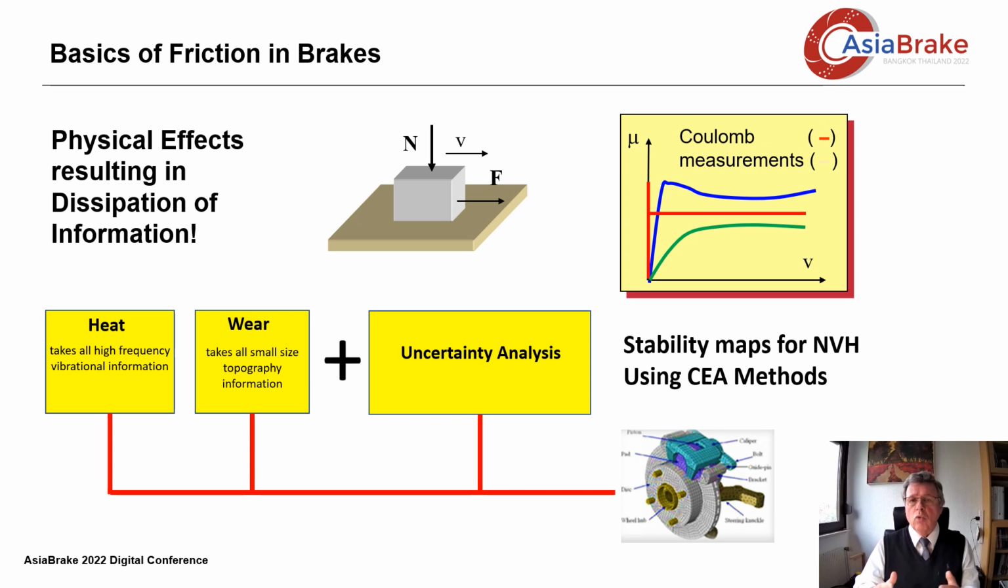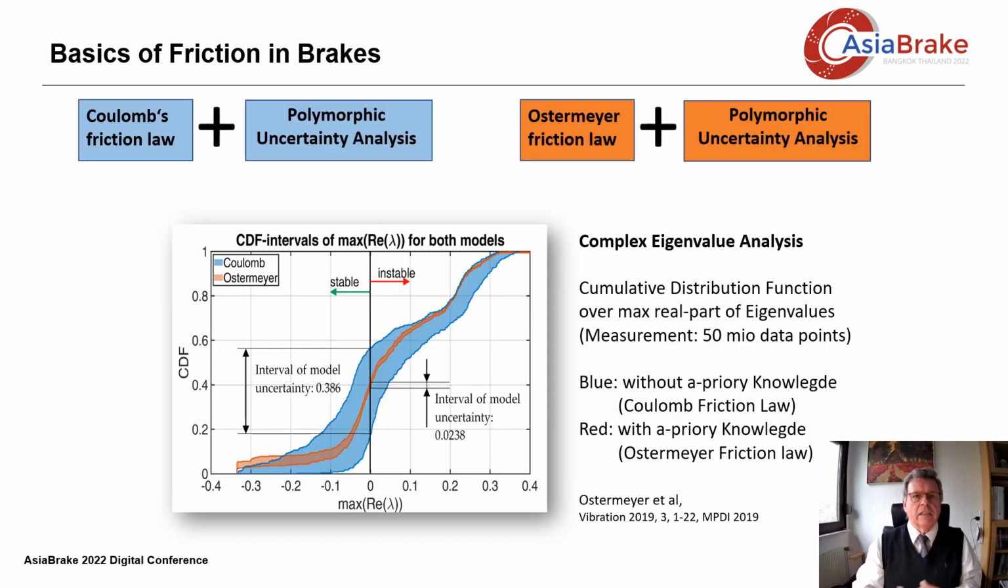And we use Coulomb's law on one hand and the balanced friction law I've just shown on the other slide just to describe this process. You can see the result here. For details, please see my paper from 2019. You see the cumulative distribution function over the maximal real part of eigenvalues.